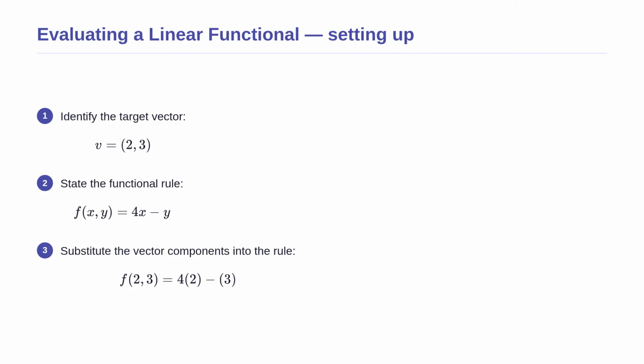Now that we have our measuring tool, let us use it on a concrete example. We are given a specific vector v with coordinates 2 and 3, and we want to evaluate our functional f for this vector. The process is straightforward substitution. We take the first coordinate of our vector, which is 2, and plug it into the x position of our rule. We take the second coordinate, 3, and plug it into the y position. This translates our abstract functional rule into a simple arithmetic problem. We are now ready to calculate the final scalar value.